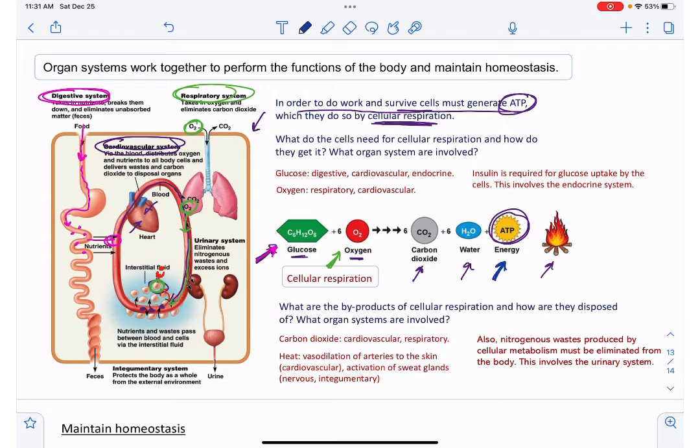But we also have some byproducts. We have carbon dioxide that's produced. And we need to get rid of that carbon dioxide. If too much CO2 builds up, then the body becomes acidic. And that's a problem. So how do we do that? Well, that CO2 moves from the cells into the interstitial fluid, and then it moves into the blood. Then the cardiovascular system takes it to the lungs. And then the respiratory system exhales that CO2. So we have the cardiovascular system and the respiratory system used to get rid of carbon dioxide.